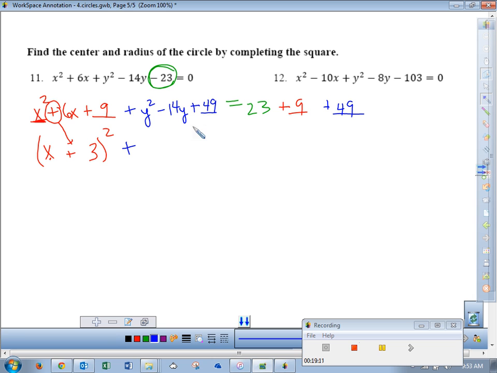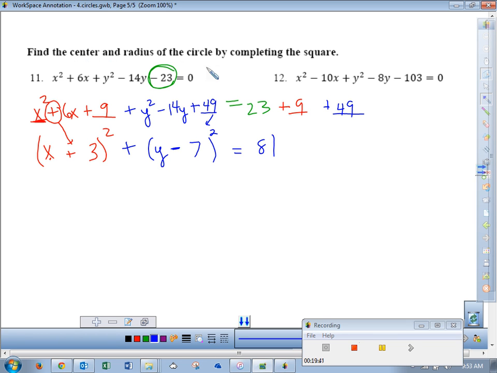The blue thing is a perfect square trinomial also. Let's see if we can factor it correctly. It would be a quantity of, the square root of y squared is y. You need the square root of this guy right here, which is 7. But which one do you want, a positive or a negative? Negative, because it's a quantity squared. And then you add all this stuff together. 23 plus 9 plus 49, 81. Awesome. That is the equation of this circle in center radius form.